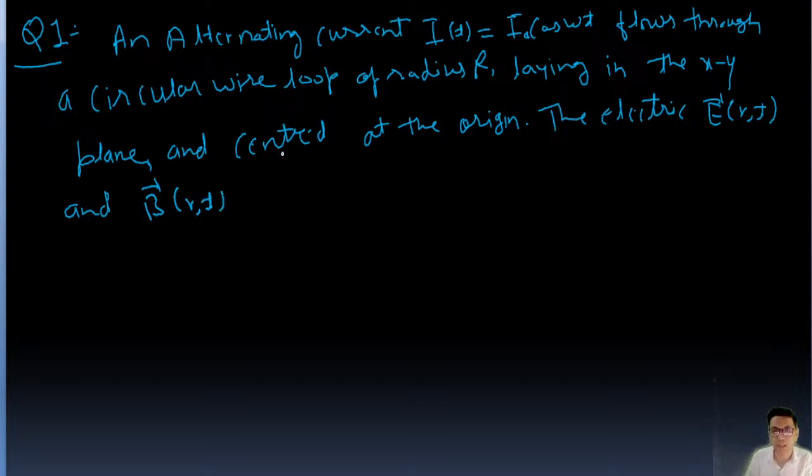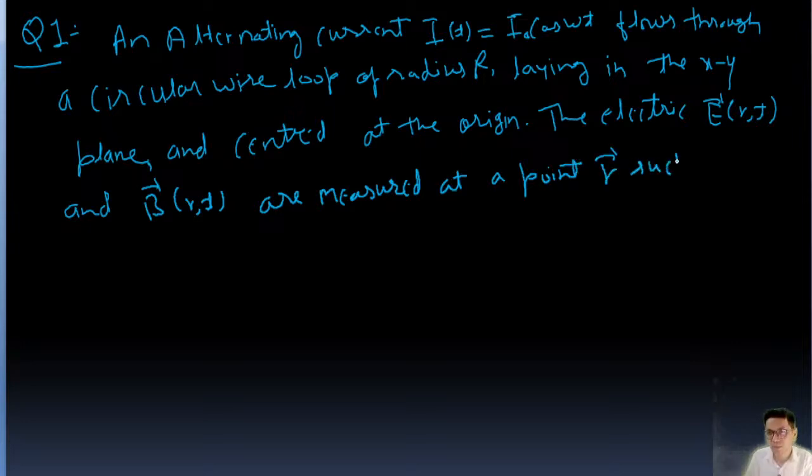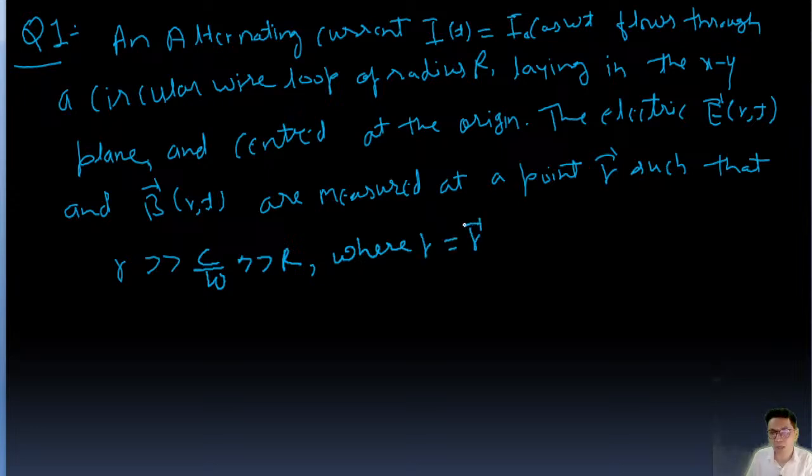Electric field and magnetic field are measured at a point r, such that r is greater than c upon omega, and c upon omega is greater than R, where r is mod r. Which one of the following statements is correct?